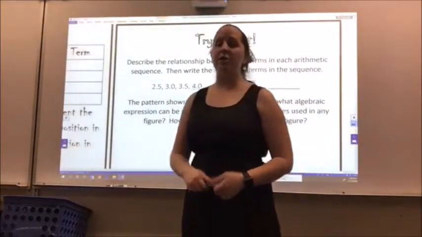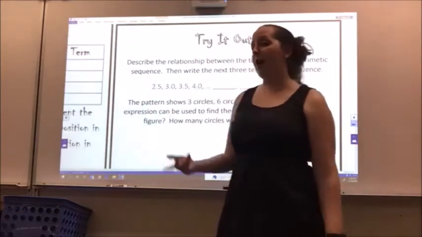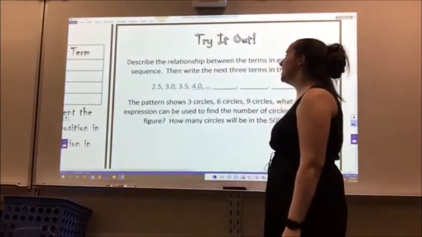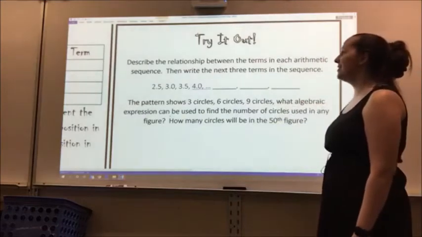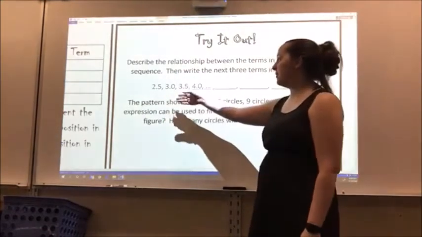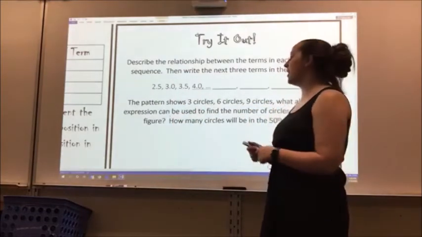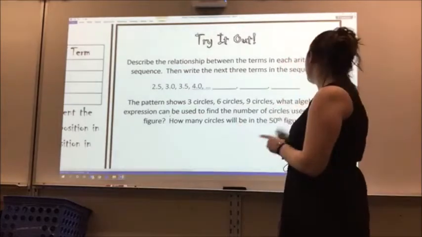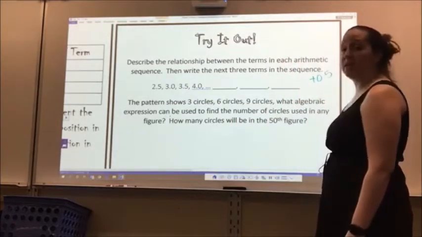All right, now that you've had a chance to try out the try problem, let's go over the answer together. So my try problem states, describe the relationship between the terms in each arithmetic sequence. Then write the next 3 terms in the sequence. So I have 2.5, 3.0, 3.5, 4.0. So I can see that it goes up by 0.5 each time.